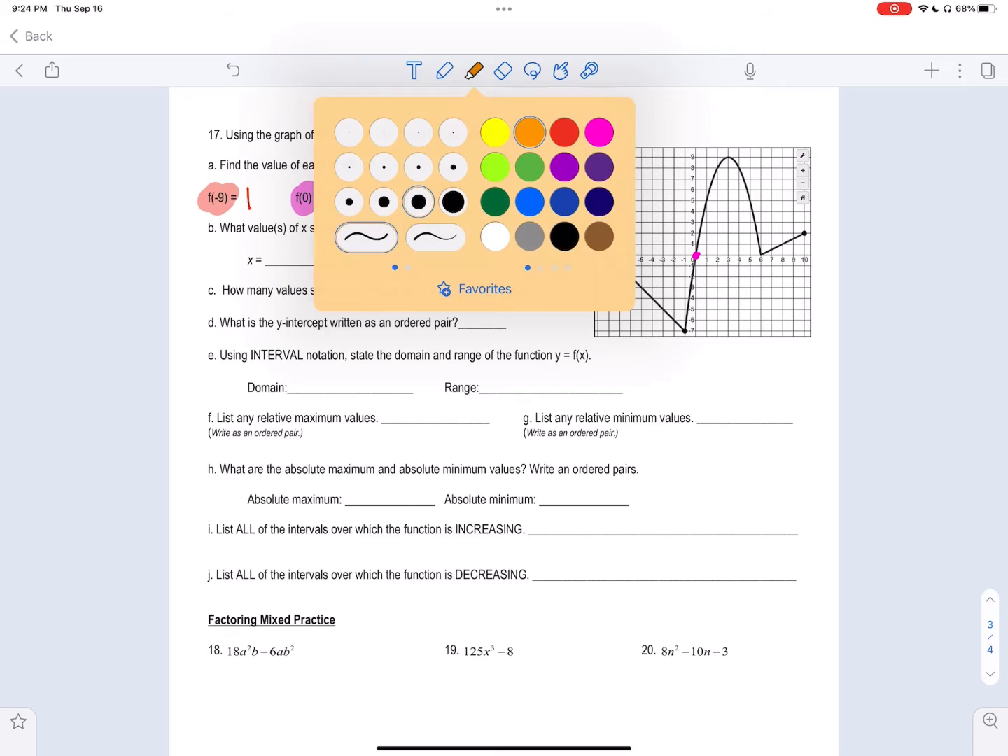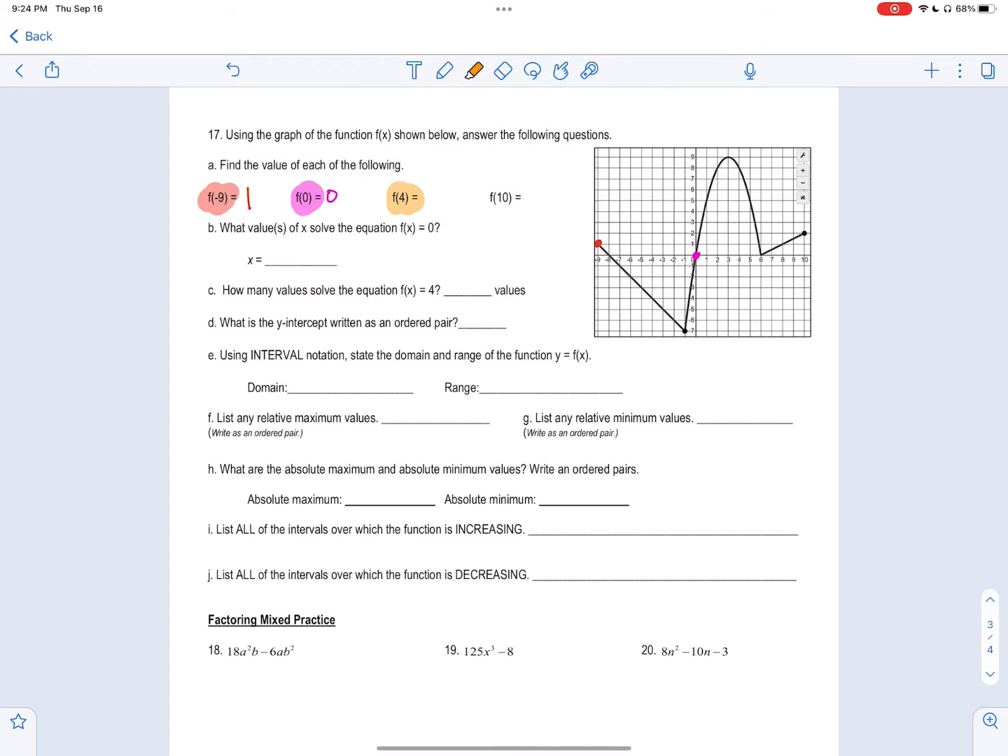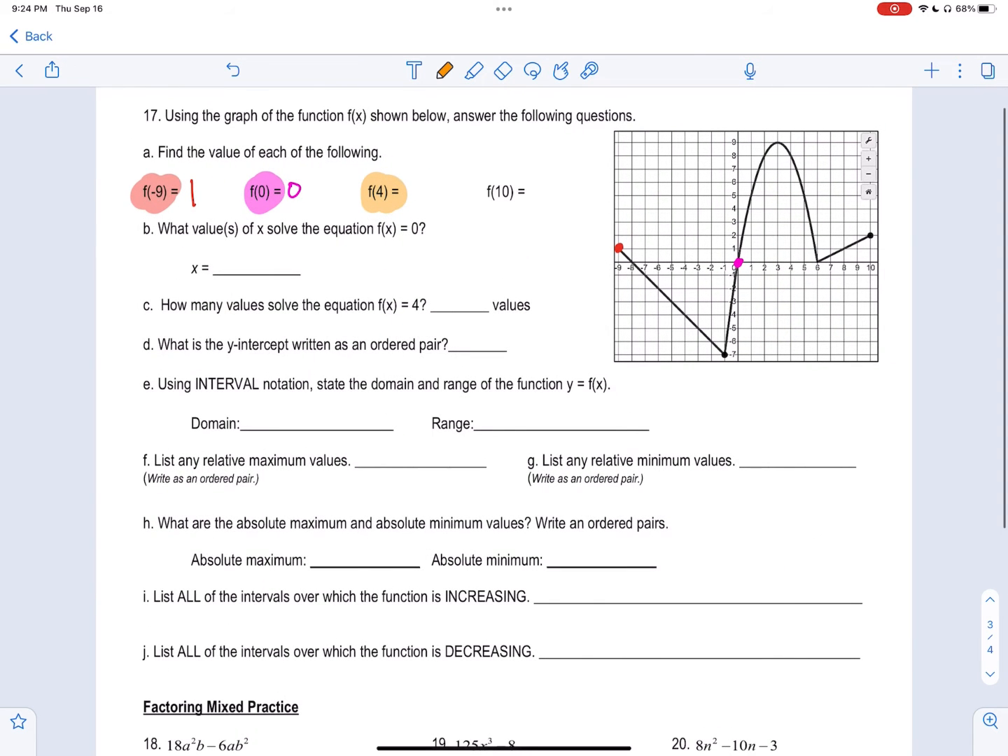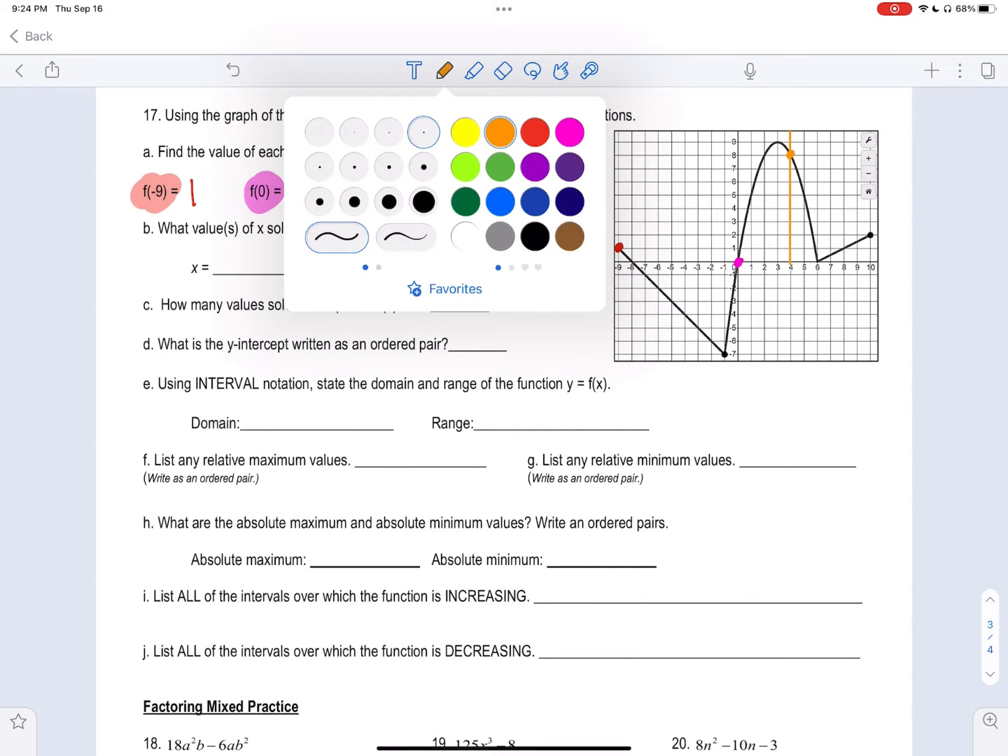To find f of 4 means to find the value of y when x is positive 4. So I scroll over to positive 4, and I find where my graph crosses that vertical line. And the coordinate point that I find is the point (4, 8), meaning that my graph has an output of positive 8 when it has an input of positive 4.